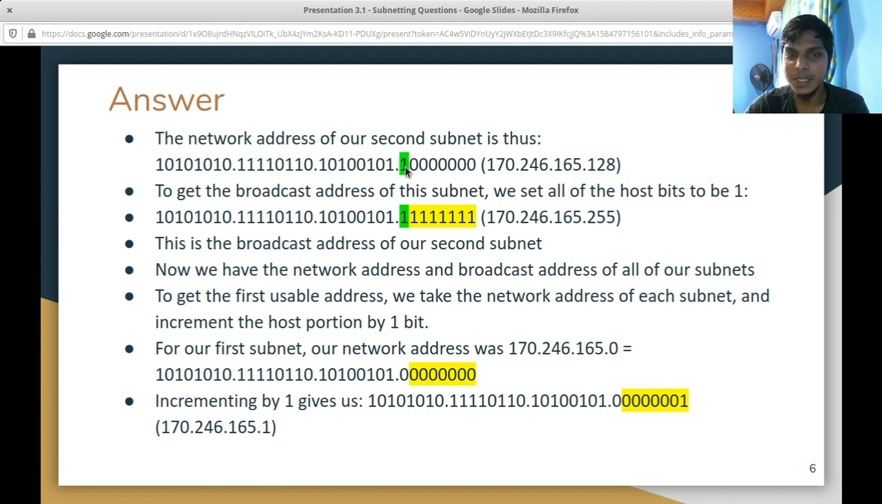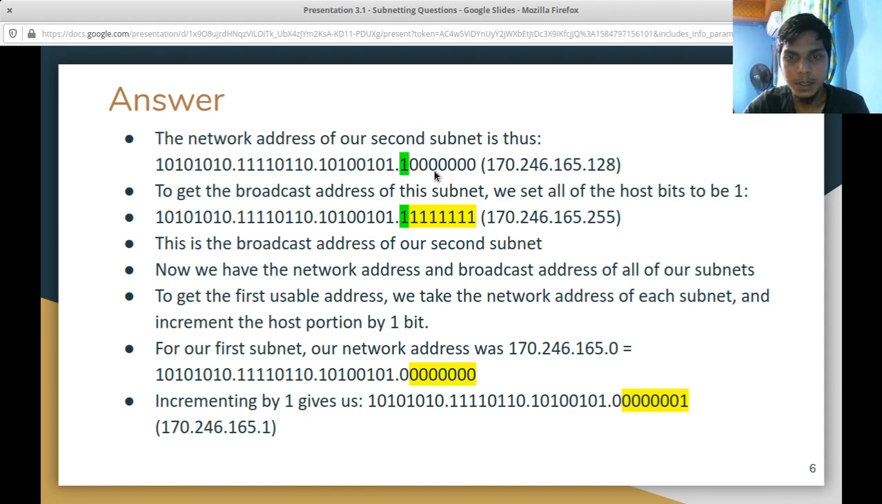In this case, we only have 2 subnets, right? Because we could only increment this once for 1 bit. If we had 2 bits, we could have incremented it again and gotten our 3rd subnet, as we did in the example. So we could have added a 1 again, but in this case, we could only add 1 once.